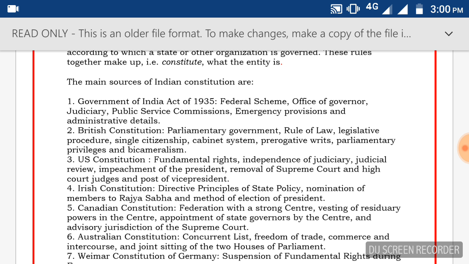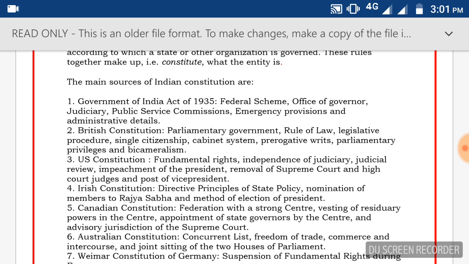Next one is the US constitution. Fundamental rights, mentioned in articles 12 to 35. Kindly see the first day, second day and third day discussions, because in these three discussions we have briefly discussed fundamental rights. Next is independence of judiciary and judicial review. This is part of fundamental rights that we have discussed in earlier classes.